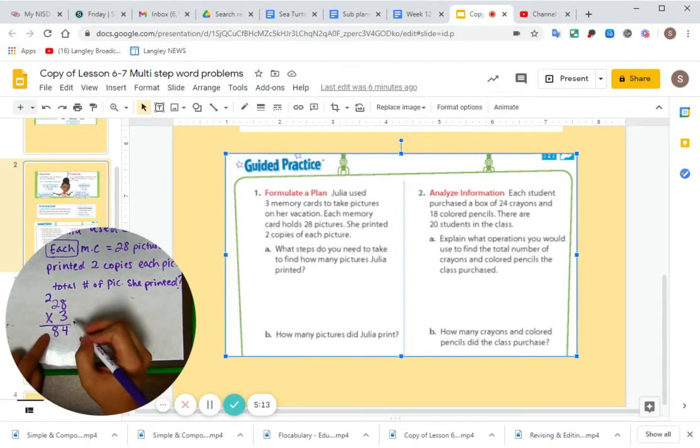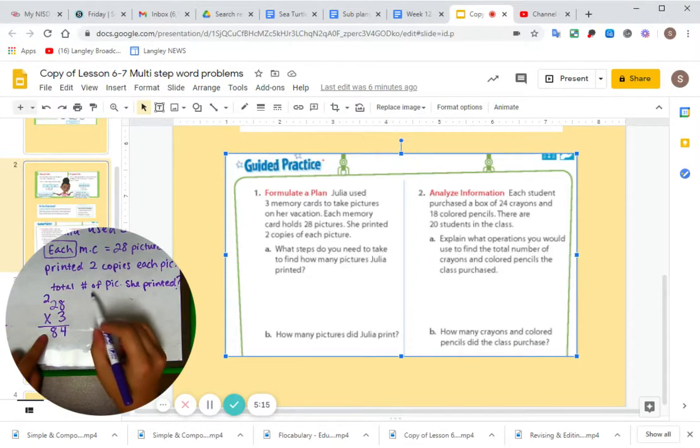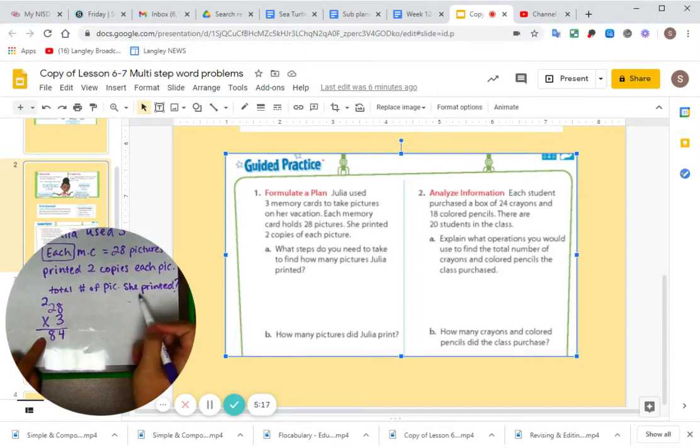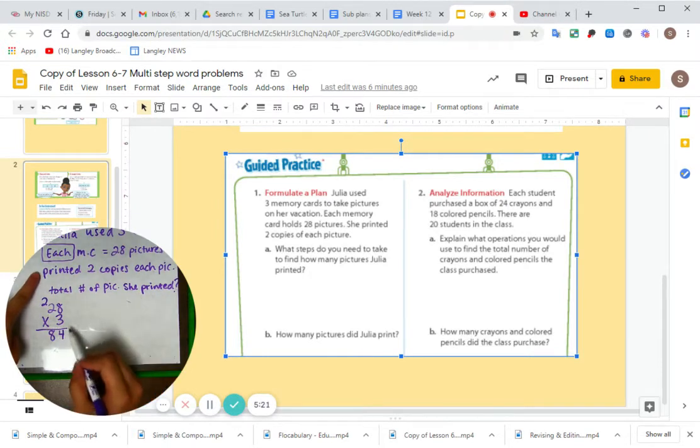But we're not done yet. This is not our answer. Okay, they want to know what is the total number of pictures she printed. Okay, so that's where this information is going to come out. This is just how many pictures she took. This isn't how many she printed. This is how many she took. So what do I need to do with this information and this number here?